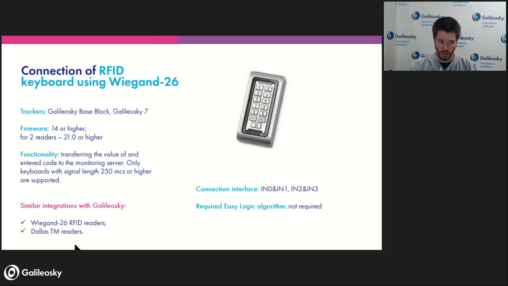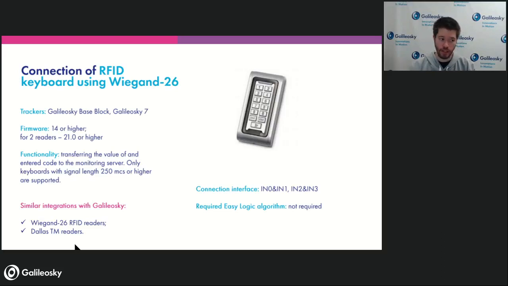The trackers again are only base block and 7 because new trackers are easier to involve in its integration with the new devices, and because the devices 5.0, 5.1 and so on have limited abilities to be connected to new devices. The firmware is 14 or higher for one reader or one keyboard. If you're using two, VIN 26 ports are available only from firmware 21 and higher.